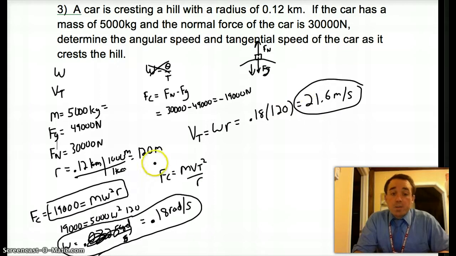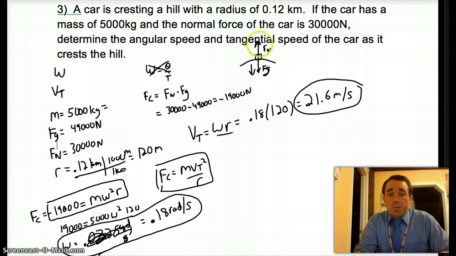So it doesn't matter which way you do it. This is just the way we did it. It's a little simpler, just mathematically. You're only multiplying two numbers rather than having to worry about all of that mumbo jumbo. So angular speed, 0.18 radians per second. Got to be careful with those units. And tangential speed, vt, of 21.6 meters per second.